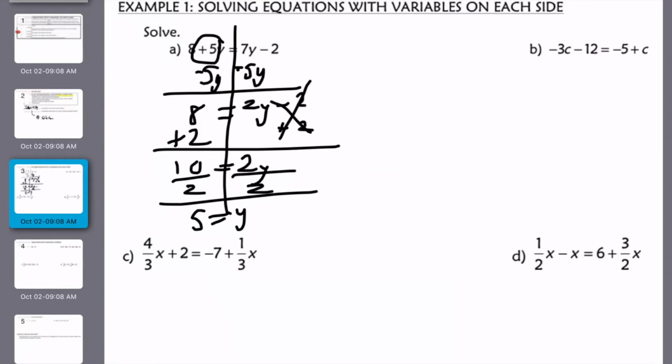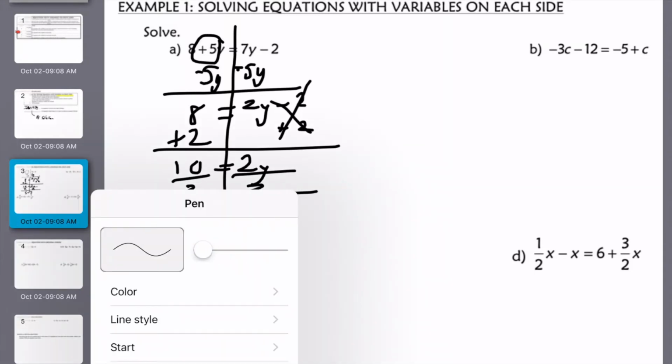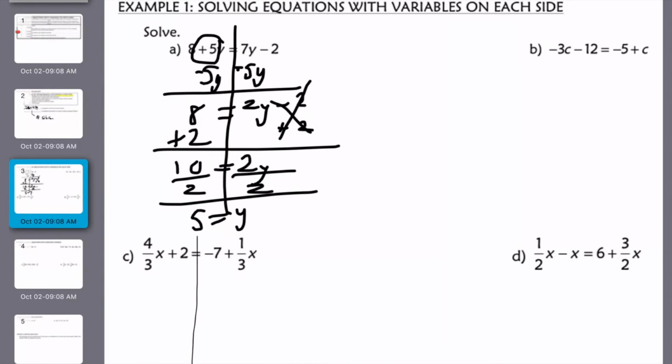Let's see, did I give myself more room? I didn't. That's unfortunate. So let's see if I can fit it in here and make everything really tiny. So I'm going to look here. 4/3 x plus 2 equals negative 7 plus 1/3 x. Well, there's no like terms that I can combine, and there's no distributive property that I need to take care of. So what I'm going to do is start moving my variables so they're on the same side, and moving my numbers without variables so they're on the same side.